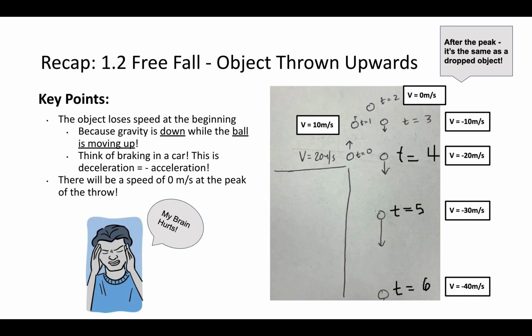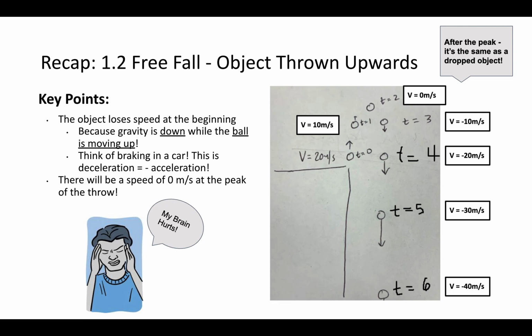So in this problem, we defined up as our positive direction. That's why we had positive 20 meters per second, and then positive 10 meters per second. But once we started going towards the Earth, our direction changed. And remember, velocity is speed with direction. So in this case, we had our velocity negative 10. That means it's going 10 meters per second towards the Earth.